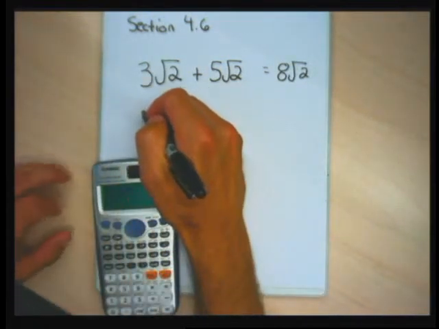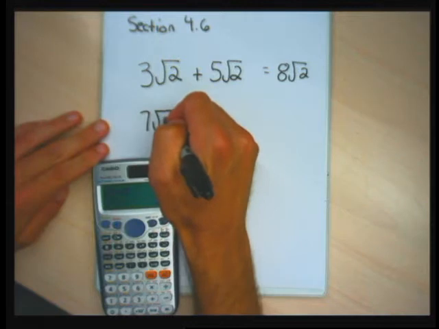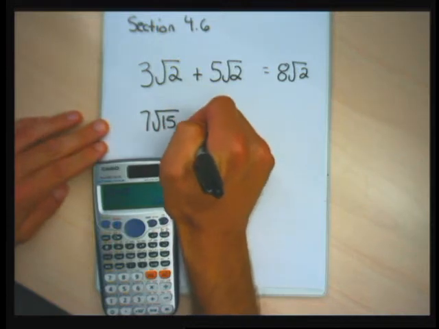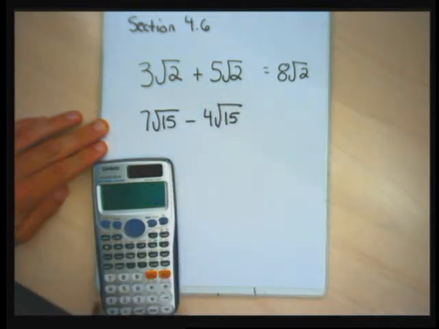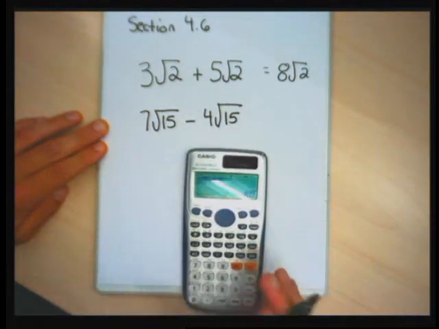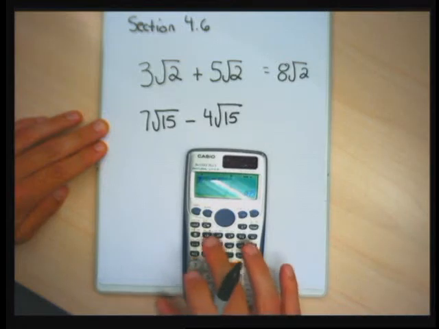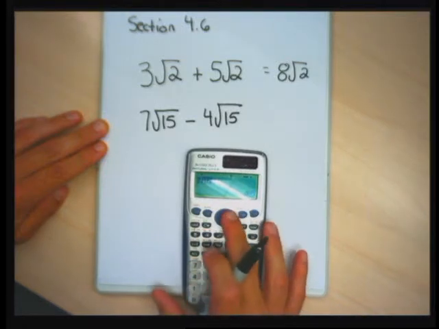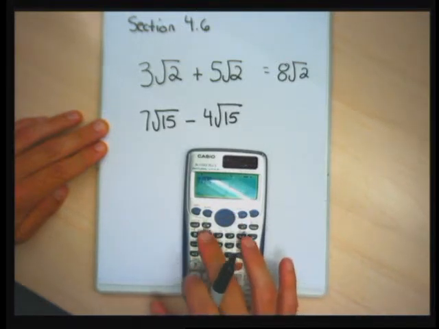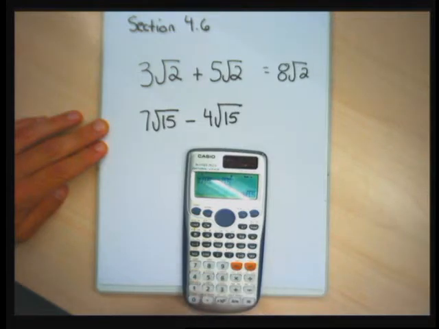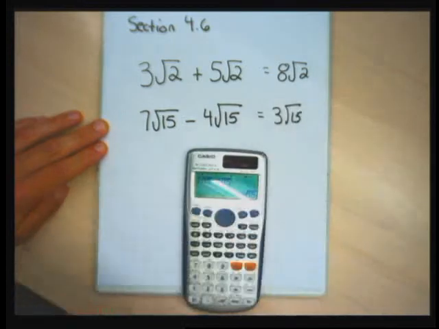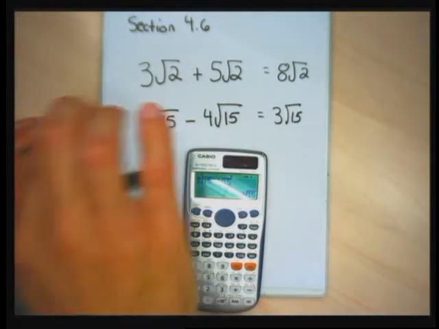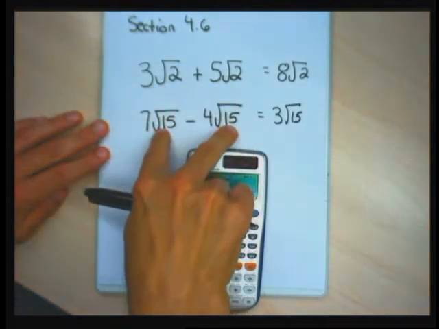I'll do another one that's kind of similar. How about 7 square root of 15 minus 4 square root of 15, so a subtraction as opposed to an addition. Maybe you could already guess what the answer is, but I'll do it anyways. 7 square root of 15 minus 4 square root of 15 equals 3 square root of 15. So you can add and subtract square roots if the radicands are the same.